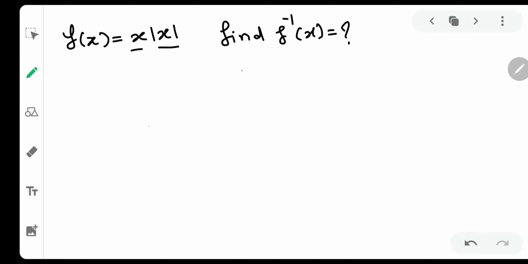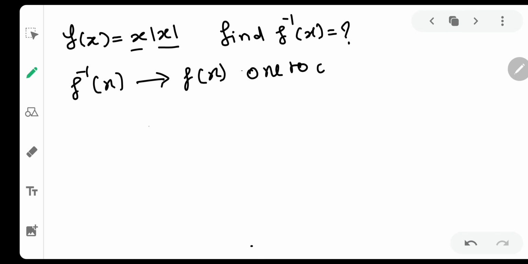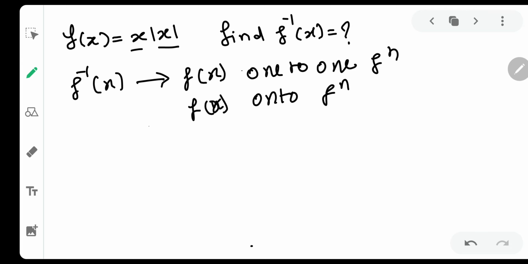Okay, so first let me tell you that for f(x) to have an f inverse x, f(x) should be a 1 to 1 function, and it should be an onto function, 1 to 1 function and onto function. If f(x) is 1 to 1 also and onto also, then only f inverse exists.